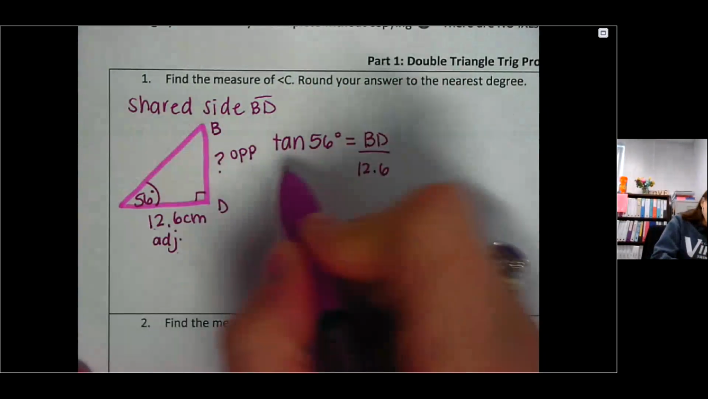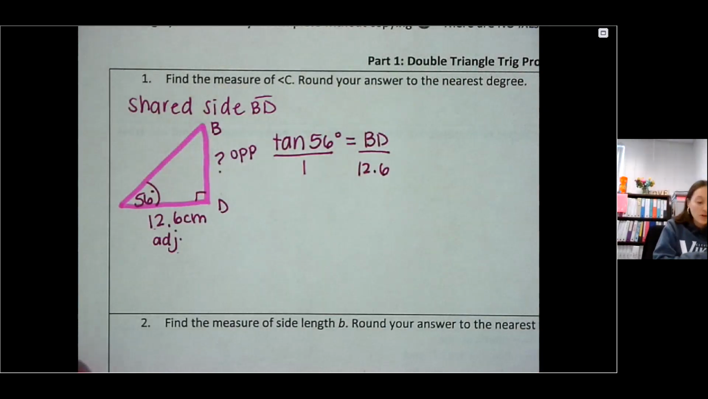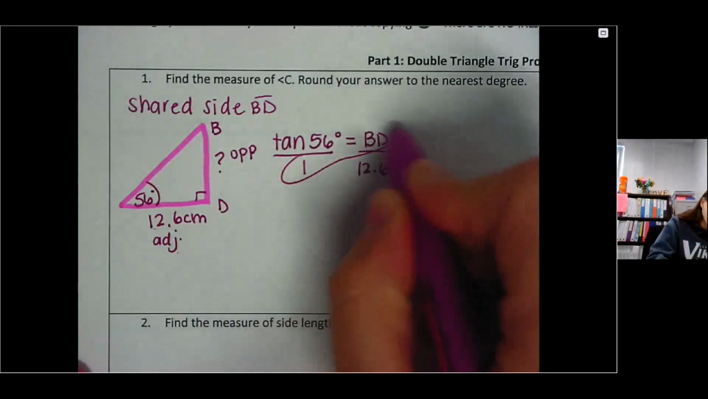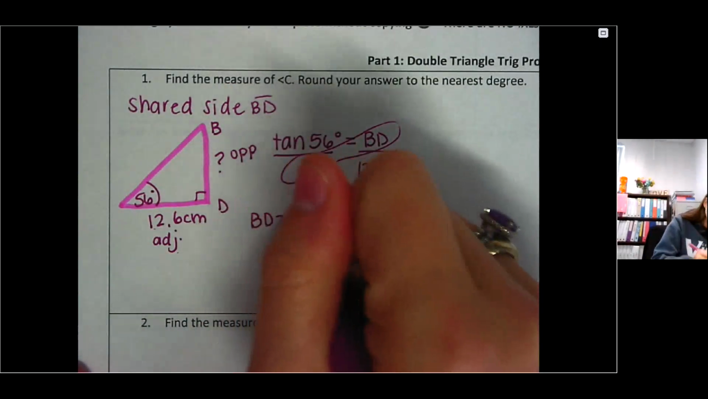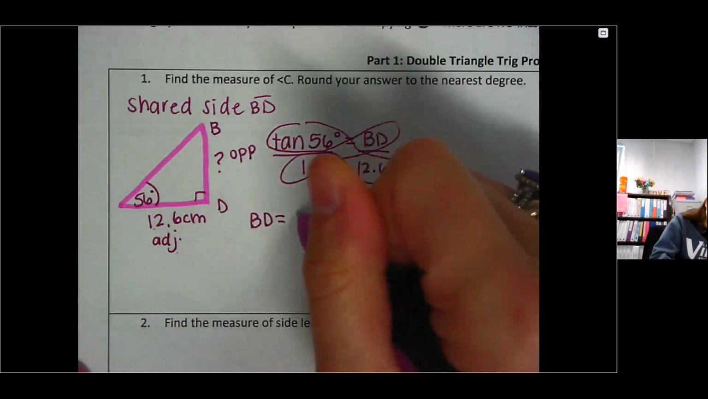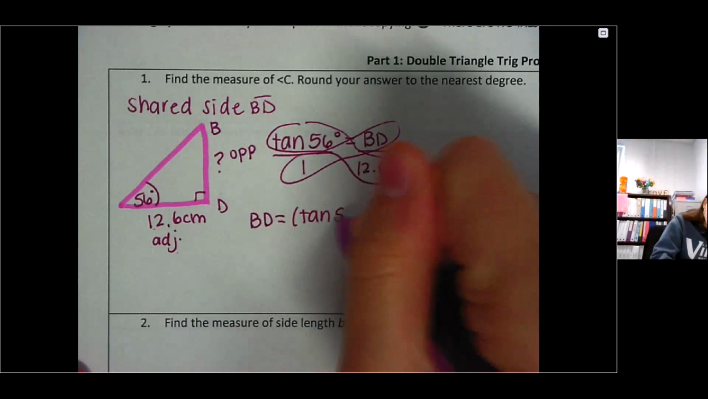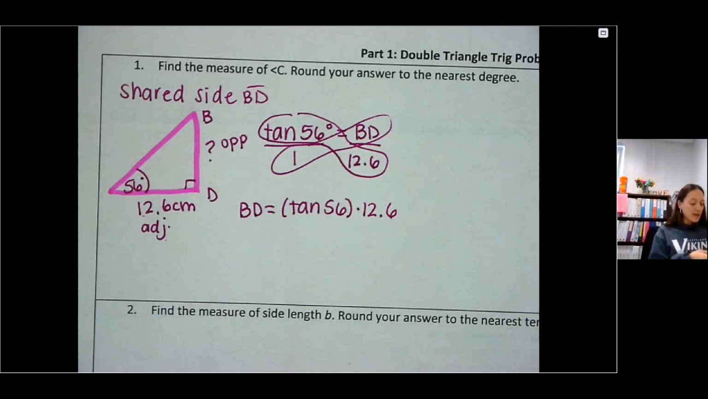Okay. And now I'm going to turn the first one into a fraction by putting a 1 underneath it. And then I'm just going to cross multiply. So BD times 1, or X times 1, whatever, that's just going to stay as BD. That's the side I'm looking for. All I really have to do is multiply the tangent of 56 times 12.6. So I'm going to plug that into my calculator now.